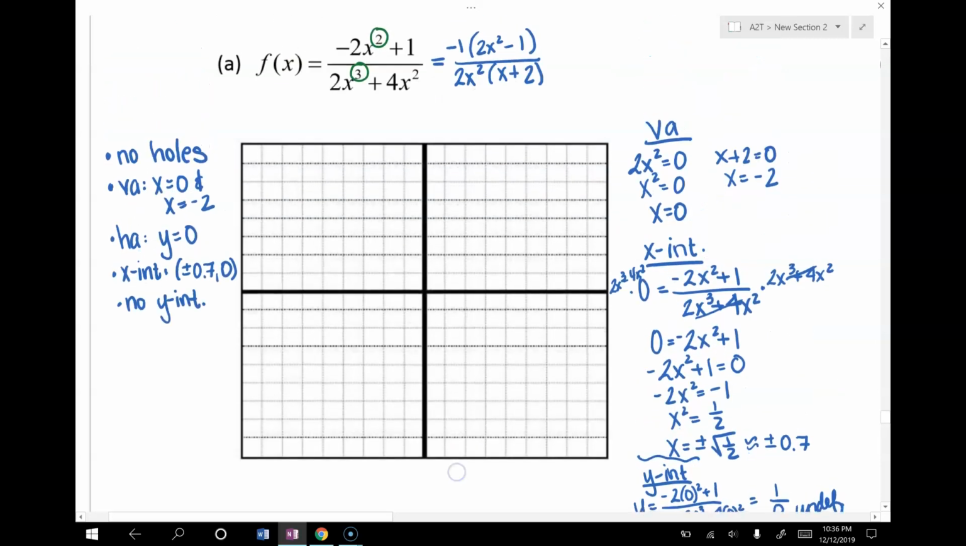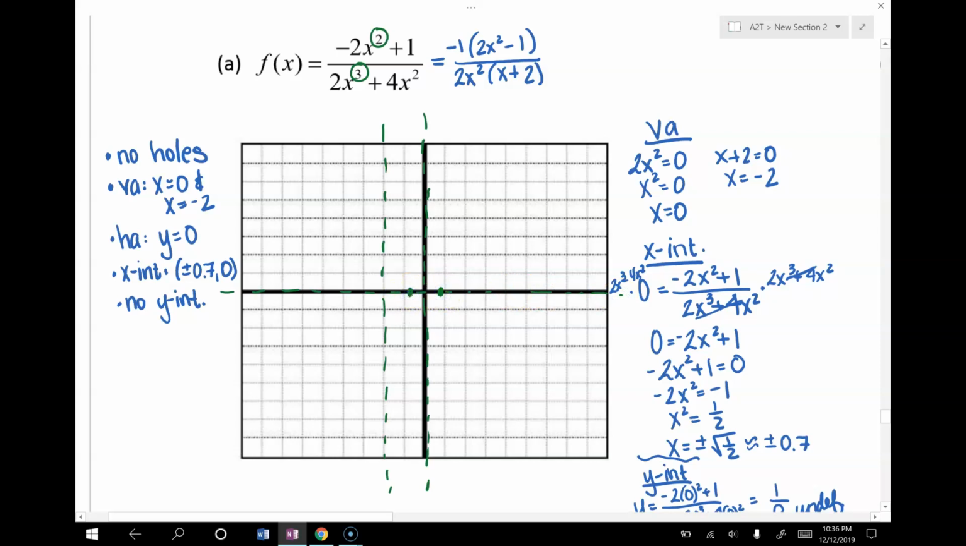All right, so we found all of the characteristics. Let's go ahead and plot them. No holes. We have a vertical asymptote at x equals 0, at x equals -2, a horizontal asymptote at y equals 0, and then 2 x-intercepts.